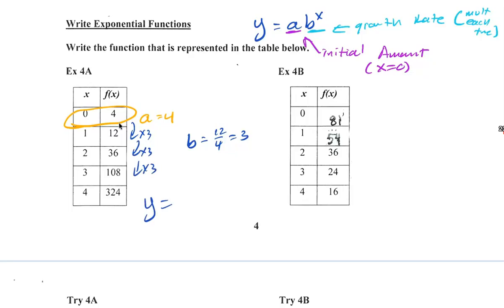So there's our equation, y equals 4 times 3 to the x. That's how you write an exponential function. Find out where you're starting, that's your A, and then what you're multiplying by each time, that's your B. So this is an easy one, this is a growth. This was a little tougher.